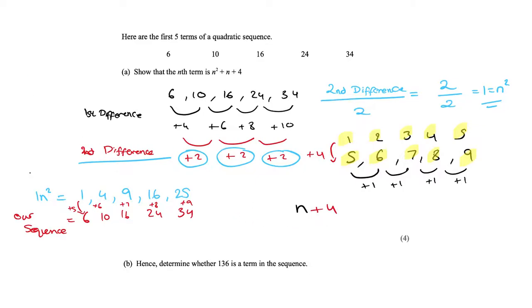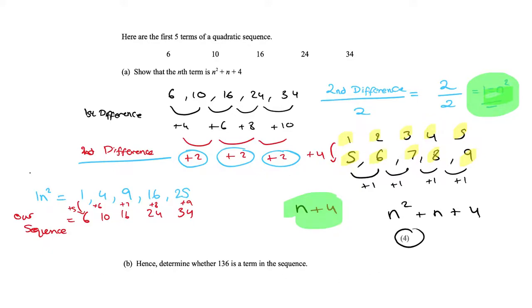Now we have all our information. So we have the n squared and we have the nth term. We just combine them together to get that n squared plus n plus 4 is the nth term. And we've just proved that that is correct. That would get you 4 marks.